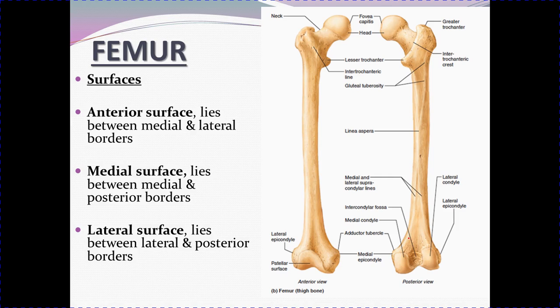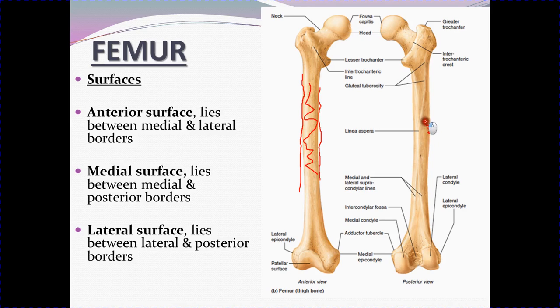The femur has three surfaces: anterior surface, medial surface, and a lateral surface. Now, the anterior surface lies between the medial and the lateral border. So you can see that this surface is the anterior surface, which is present between the medial border and the lateral border.